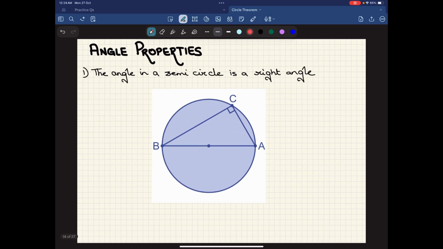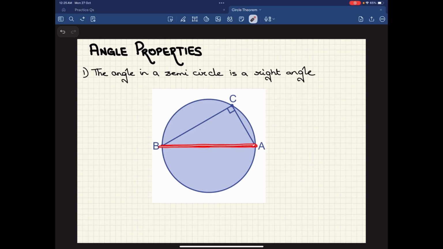Okay, now let's move on to the angle properties of circles. Okay, the angle in a semicircle is a right angle. So what is a semicircle? A semicircle is half a circle, right? So basically the line which passes through the center, or the diameter of the circle.